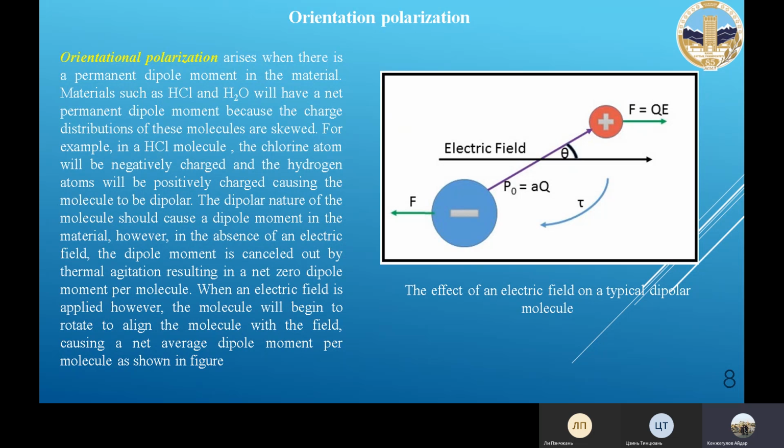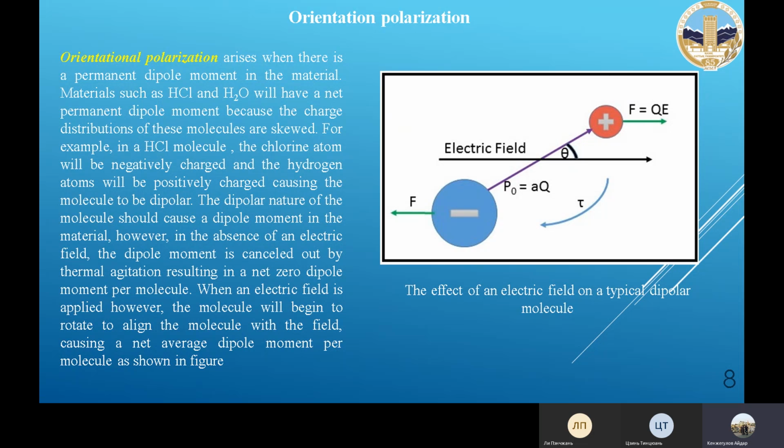Orientation polarization arises when there is a permanent dipole moment in the material. Materials such as water will have a net permanent dipole moment because the charge distribution of these molecules is skewed. For example, in the HCl molecule, the chlorine atom is negatively charged and the hydrogen atom is positively charged, causing the molecule to be dipolar.